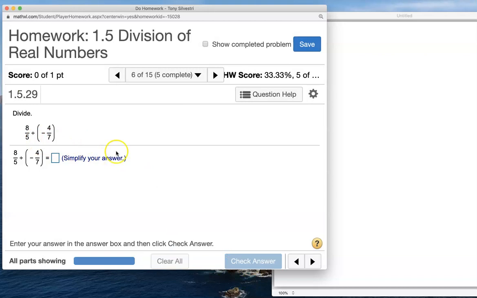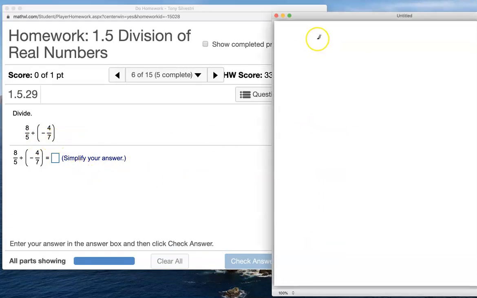Now here's where the reciprocal comes in. Dividing this one here, the actual division, 8/5 divided by, and I'll put the minus sign up top. It's okay. What I'm going to do is say, well, division cannot be done. We need to change that division into a multiplication, because we can multiply very easily.